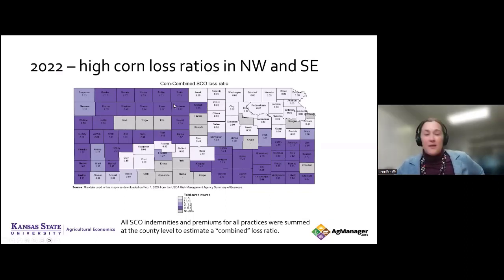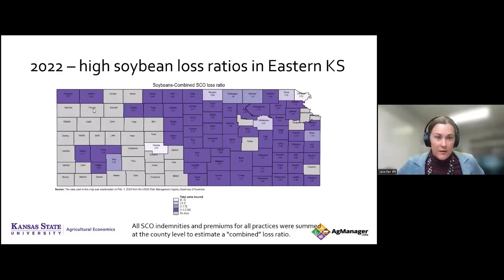For corn, this is a combined loss ratio, so all coverage levels, all irrigated and non-irrigated practices, everything. The payouts were much higher in the Northwest and Southwest, as well as the Southeast, where there was extreme drought. For soybeans, not much was enrolled in Western Kansas, but where it was, it paid out quite a bit. There was also a lot of enrollment and high loss ratios in the eastern half of the state for soybeans.